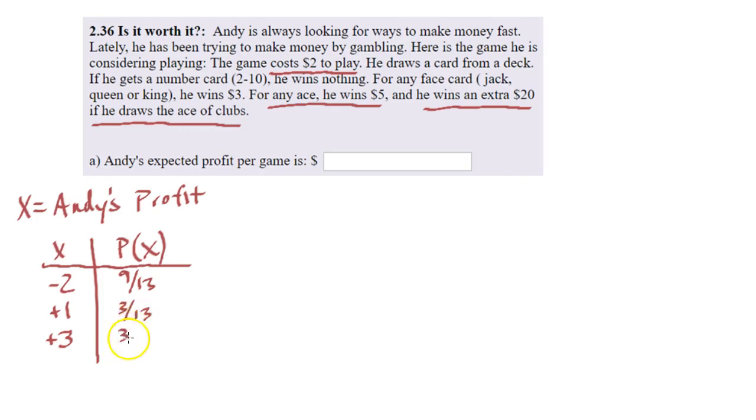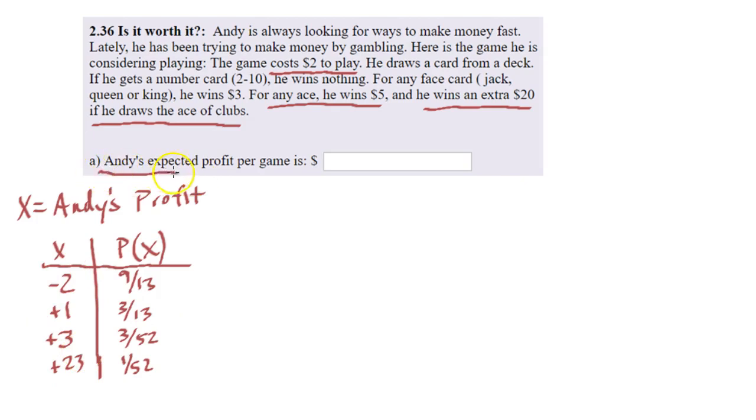So that's 3 out of 52 cards. That leaves 1 card, so that's 1 out of 52, the ace of clubs, where he would win an extra $20 on top of the $5 he'd win. So he'd win $25. That would be 20 more than this, so that's $23 profit, but that would only occur 1 out of 52 times. So this is the distribution that you want to find the expected value of.